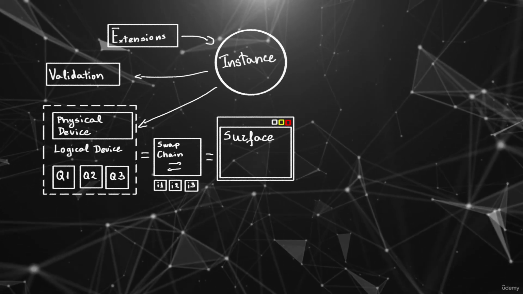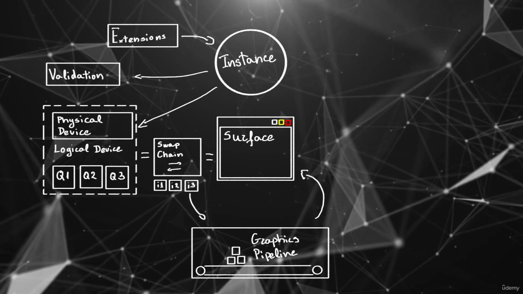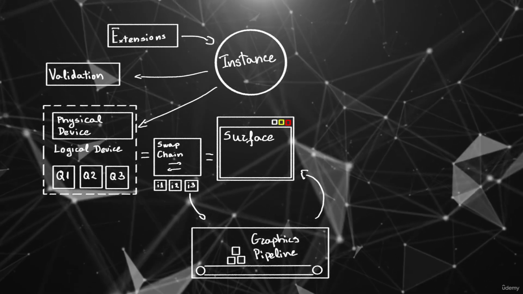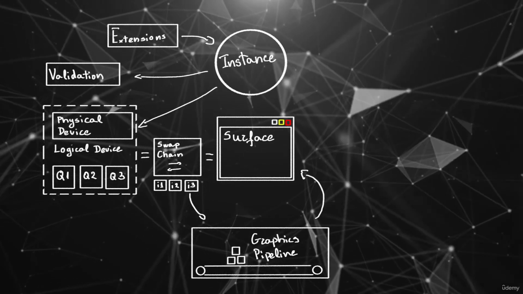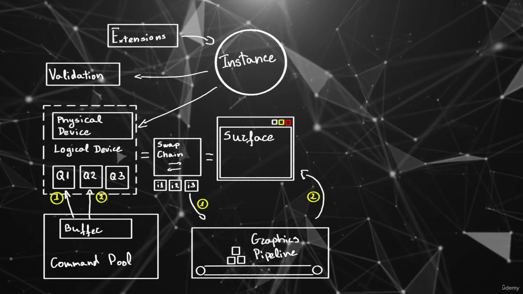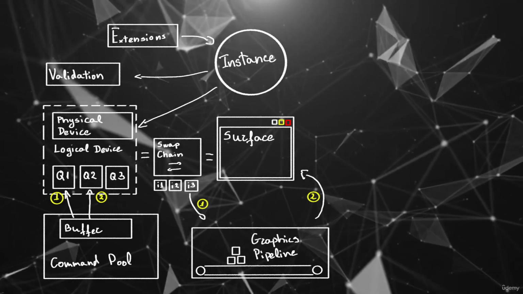Each frame has to pass through something called a graphics pipeline. The graphics pipeline will render on top of the frame. After that, the frame can be sent to the surface. All of these operations are requested by command buffers, which are connected to the respective queues.